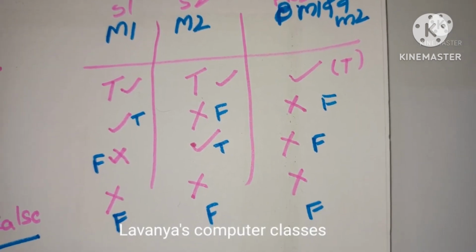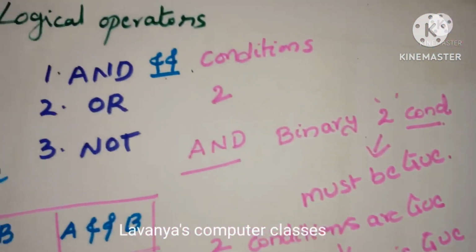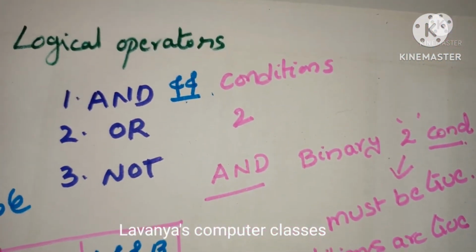The AND operator is a logical operator. It is used between two conditions. So this is the first logical operator, AND.